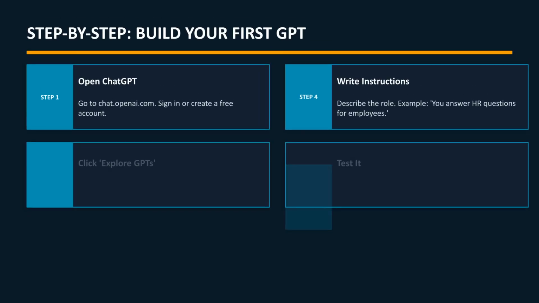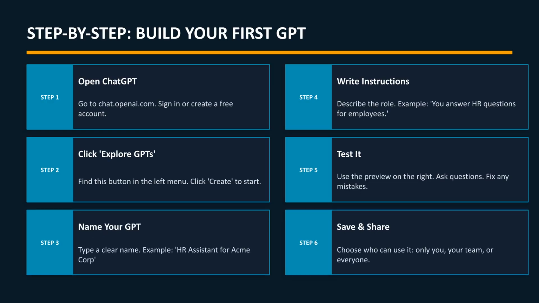The process is simple. Step 1. Open ChatGPT. Step 2. Click Explore GPTs and Create. Step 3. Name your GPT. Step 4. Write clear, specific instructions. Step 5. Test it in the chat preview and fix any mistakes. Step 6. Save and share it with those who need it.